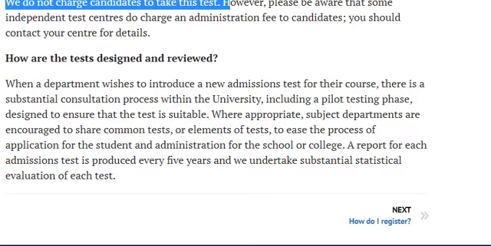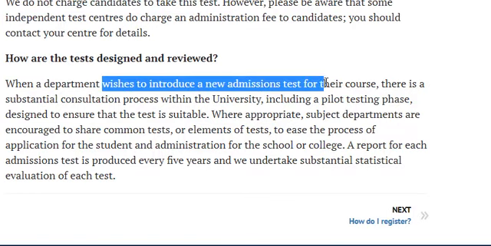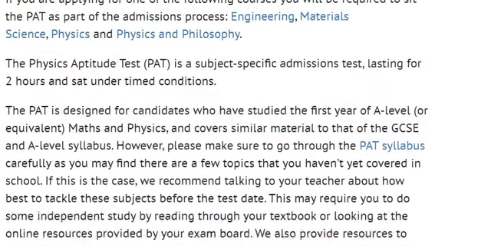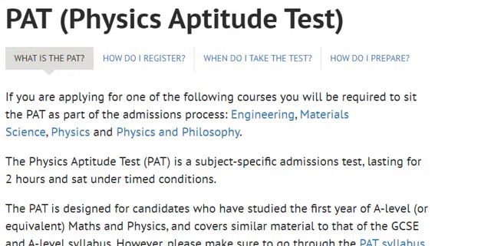How are the tests designed and reviewed? When a department wishes to introduce a new test for their course, there is substantial consultation within the university, including a pilot testing phase, and design to ensure the test is fair. And this is all about how they design and review. So this is a little bit about the PAT.